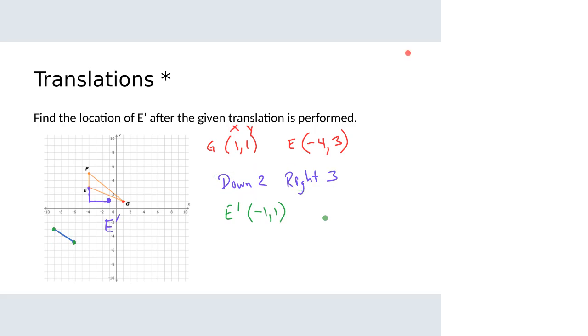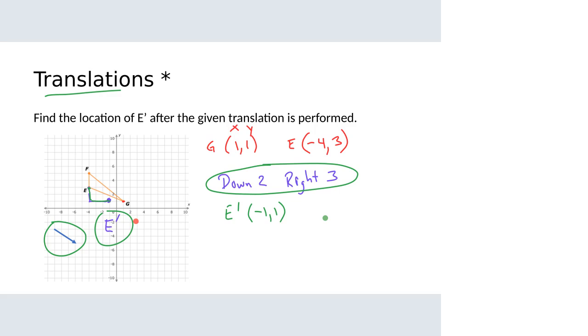You could count it the other way if you wanted to. You could say it went to the right 3 and down 2. Basically, what would you do moving horizontally and vertically to get from here to here? You're going to have to go to the right 3 and down 2. And that's what this vector tells us. And whatever this vector over here tells us, that's what we're going to do with every point in our triangle when we do the translation to find out where E prime is, and we could find F prime and G prime also. All right, good, very good.